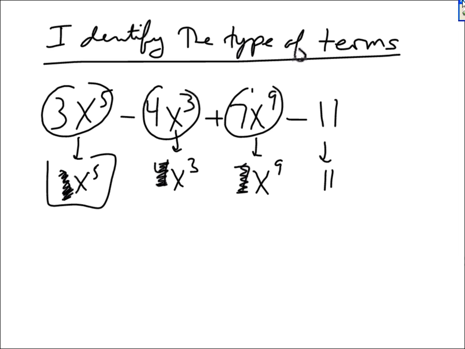Here you only have a number. That's called a constant. What type of a term is 11? It's a constant. Just ignore the number. In 3x to the 5th, just ignore the number. That's an x to the 5th term. 4x cubed, what type of term is it? Ignore the number. It's an x cubed term. 7x to the 9th, oh, that's an x to the 9th term. 11 is just a constant. That is how you identify the type of terms. Ignore the number.